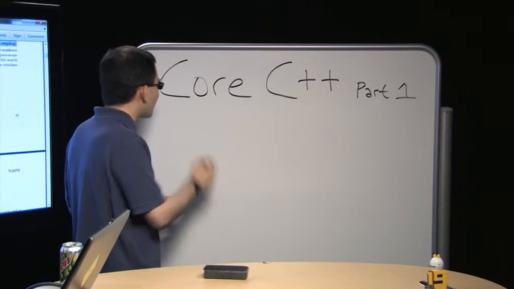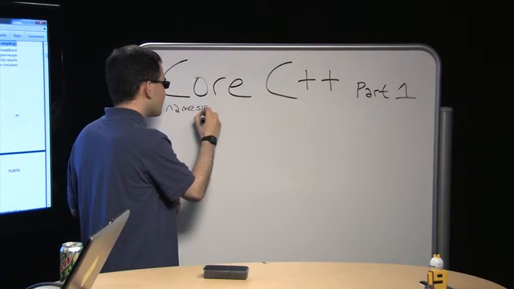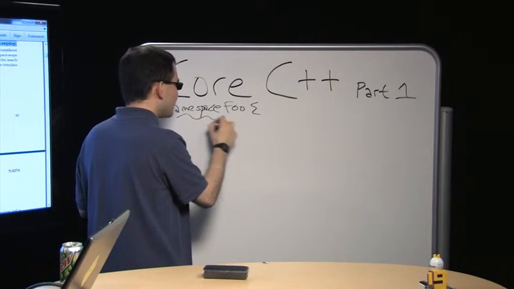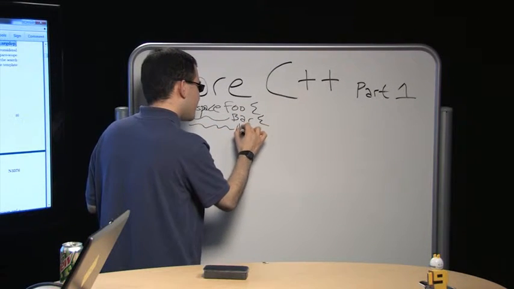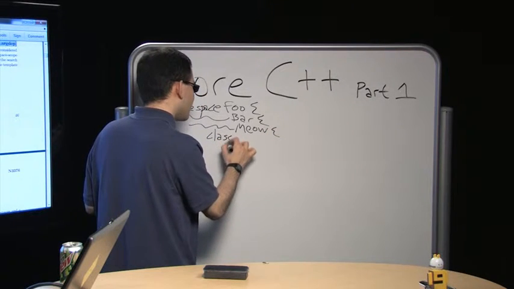So imagine that I've got namespace foo, and then nested within namespace bar, and then namespace meow, like this. And then I've got a class kitty.